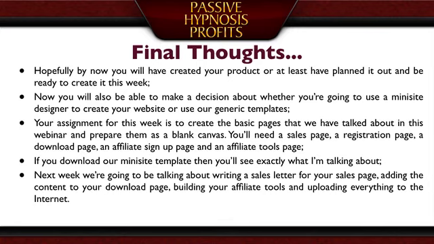And basically, you'll need the sales page, the registration page, the download page, an affiliate sign-up page, and an affiliate tools page. So you'll have those on your computer if you get a designer to do it. You'll have those on your computer if you use our template and download it. And then you'll see exactly what I'm talking about when I say that. Once you've got all of those, and once you've got your product, then you'll be good to put everything together.